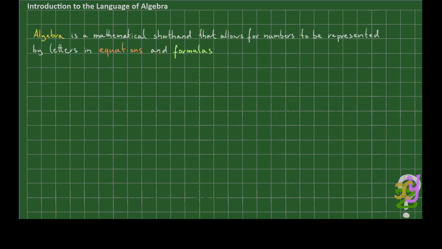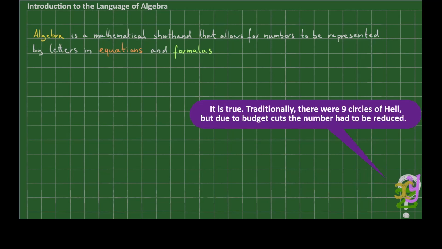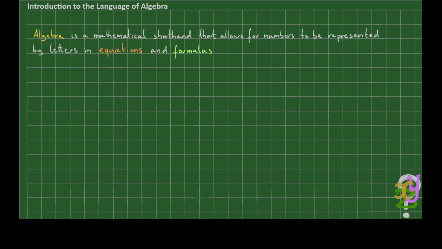Although it is a cause for many nightmares, algebra is a mathematical shorthand that allows for numbers to be represented by letters in equations and formulas. Now, why in the 7 circles of hell would you like to replace numbers with letters? The reason for that, although you might not believe me right now, is that it actually makes mathematics easier.